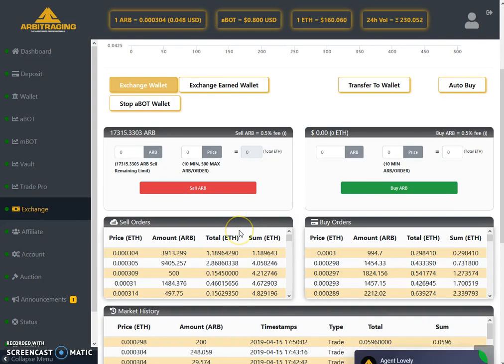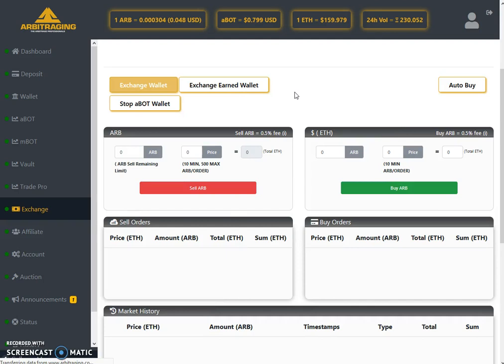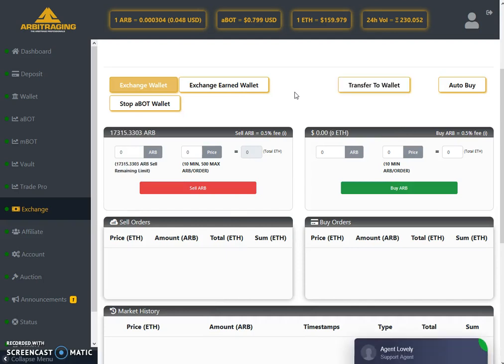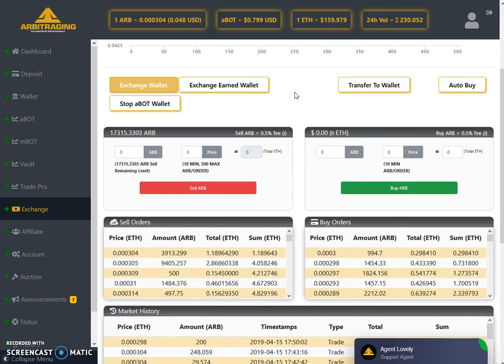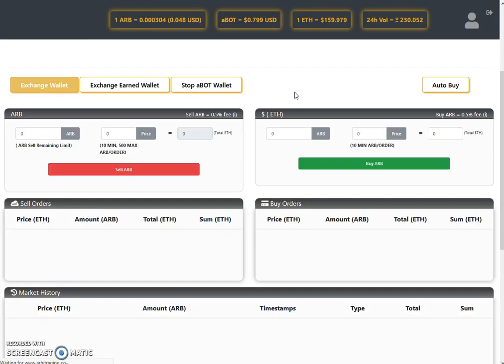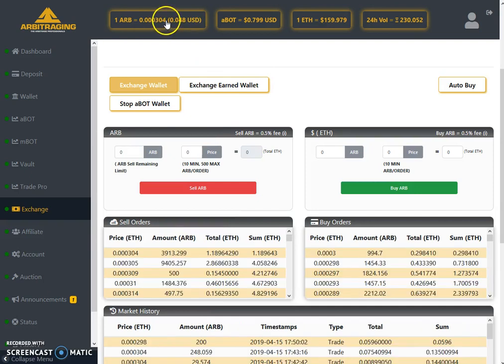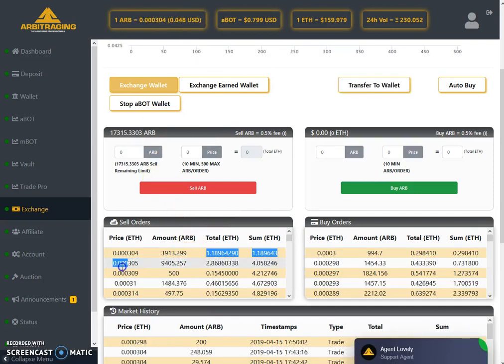First all-in-one update is, as you can see, that the exchange price is finally matched with this price, 304 exact. If I refresh the page, it will not change, it will remain the same. That's finally a relief for everyone who was complaining about the issue that the price at the top is not matching with this price.